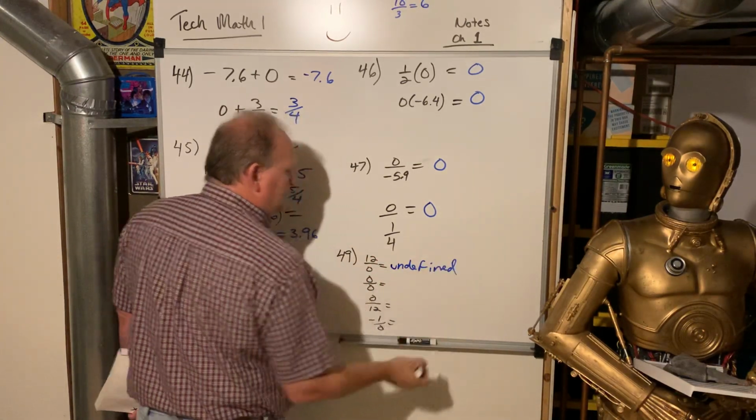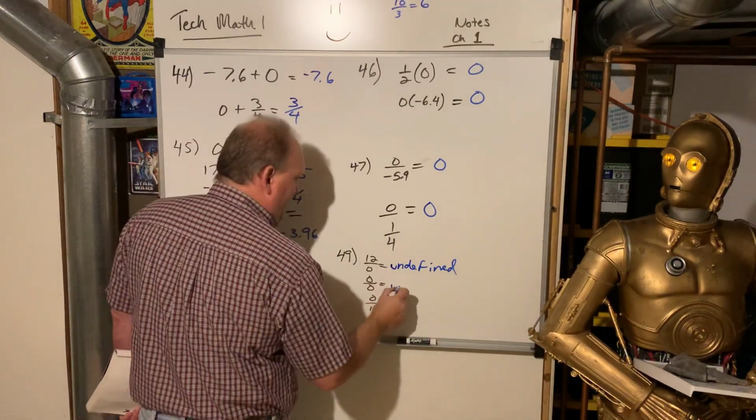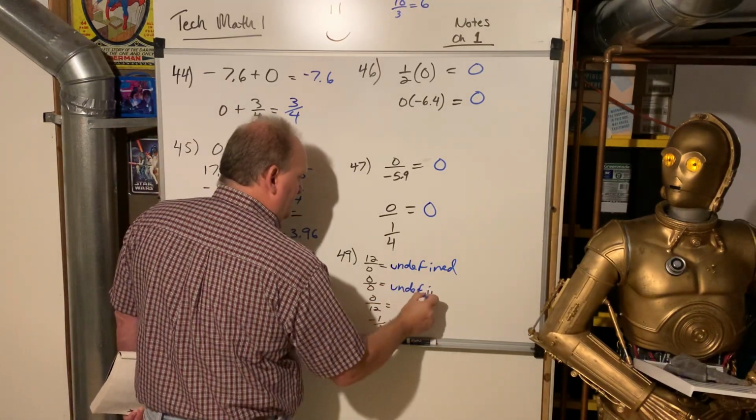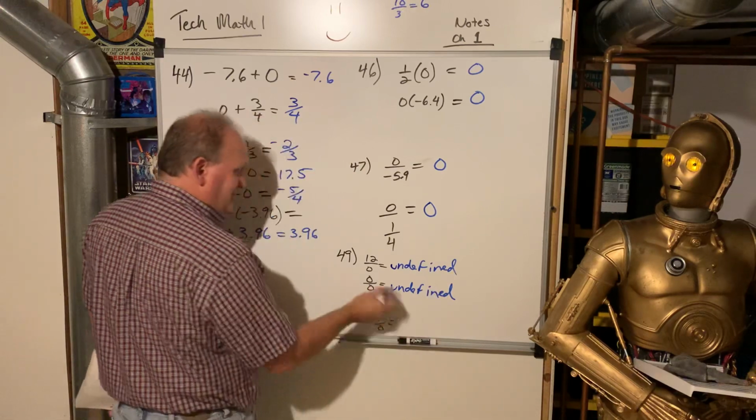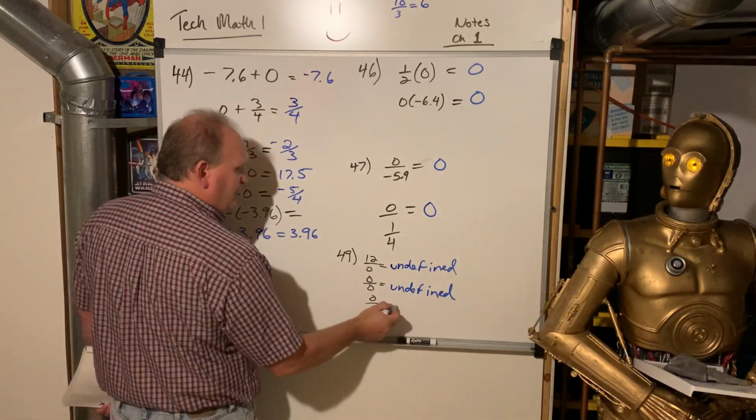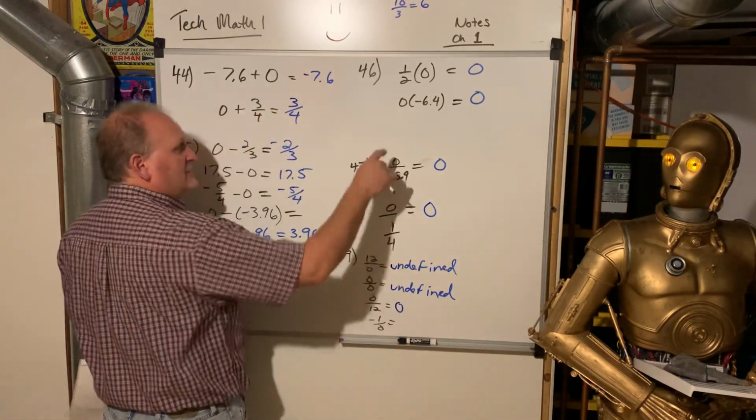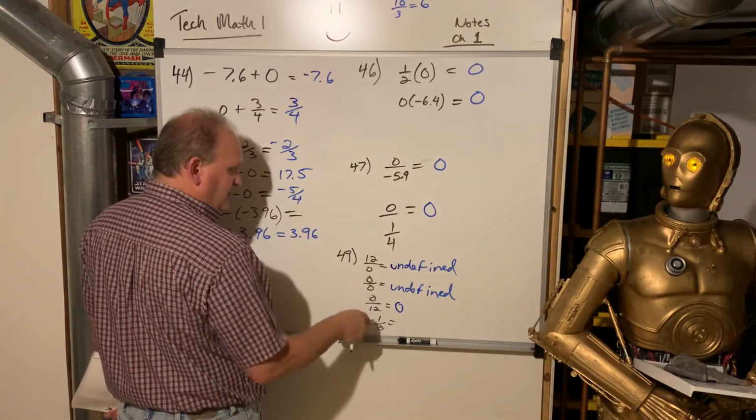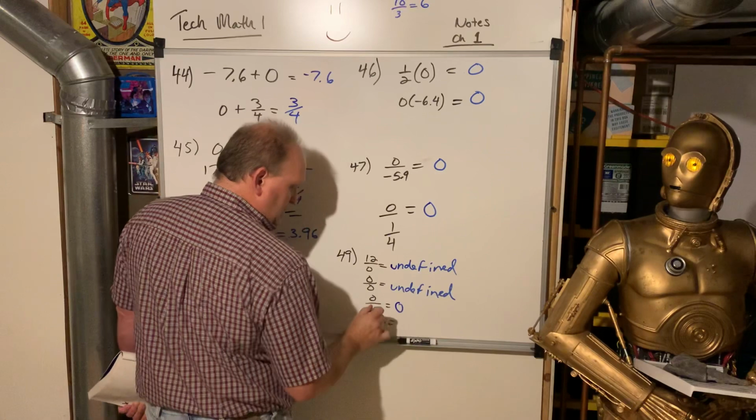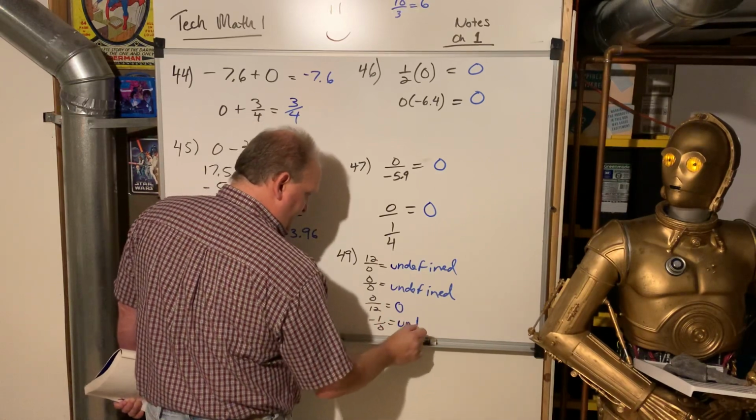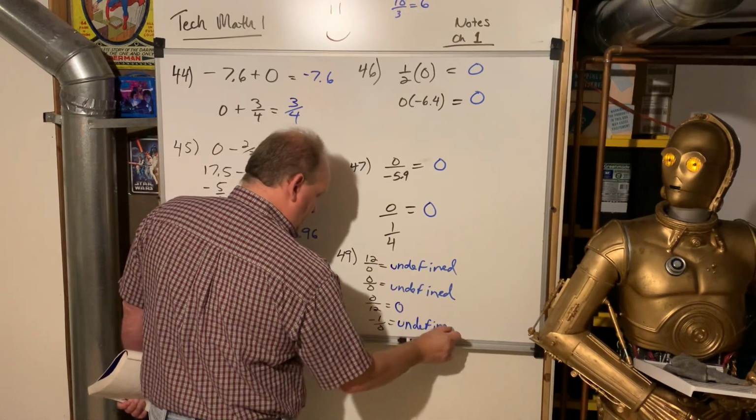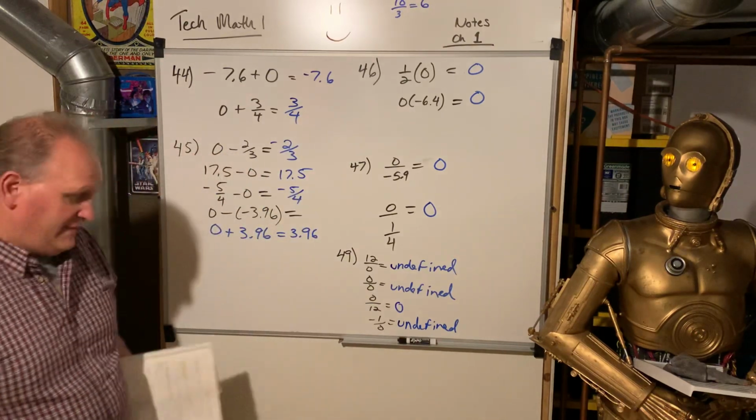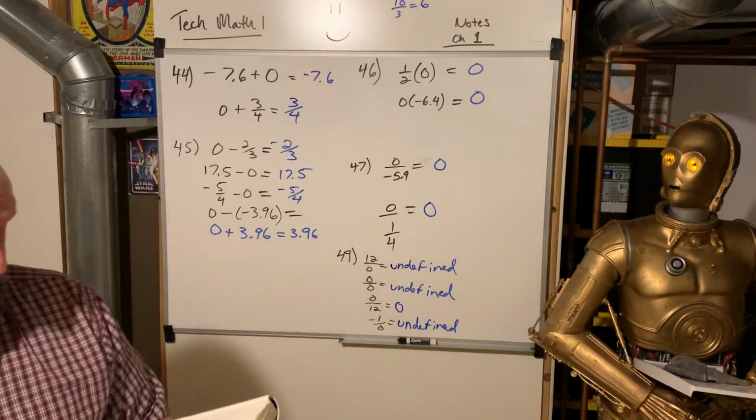Remember, 0 times anything is 0. This is undefined. Even if you take 0 divided by 0, it's undefined. 0 divided by 12, that's 0. That's okay. When 0's on the top, the answer comes out to be 0. When 0's on the bottom, trouble in River City. You can't do that. So this is undefined. Negative 1 divided by 0 is undefined. And then they threw in a 0 and then undefined.